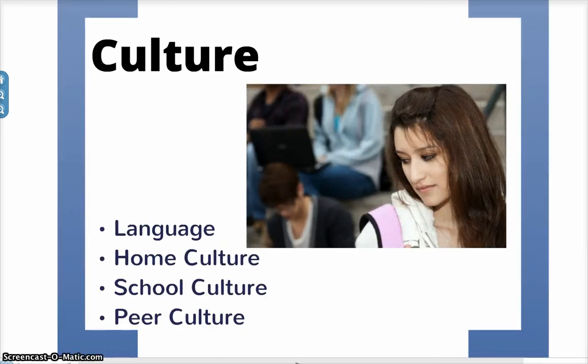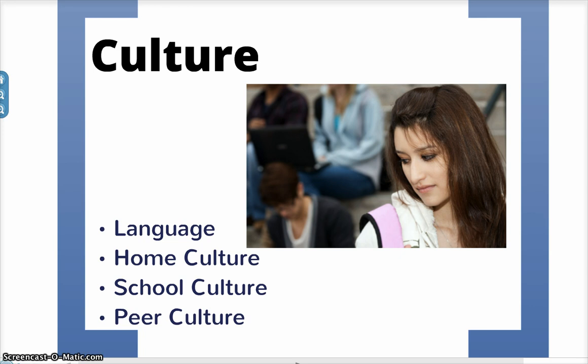So with culture, many of our students are English language learners in the sense that they are recent arrivals to our country, or long-term English language learners who have maybe been born in this country but have a home culture that is significantly different than the school culture. And so those are elements that we need to look at when we think about English language learners and their success in a school setting.